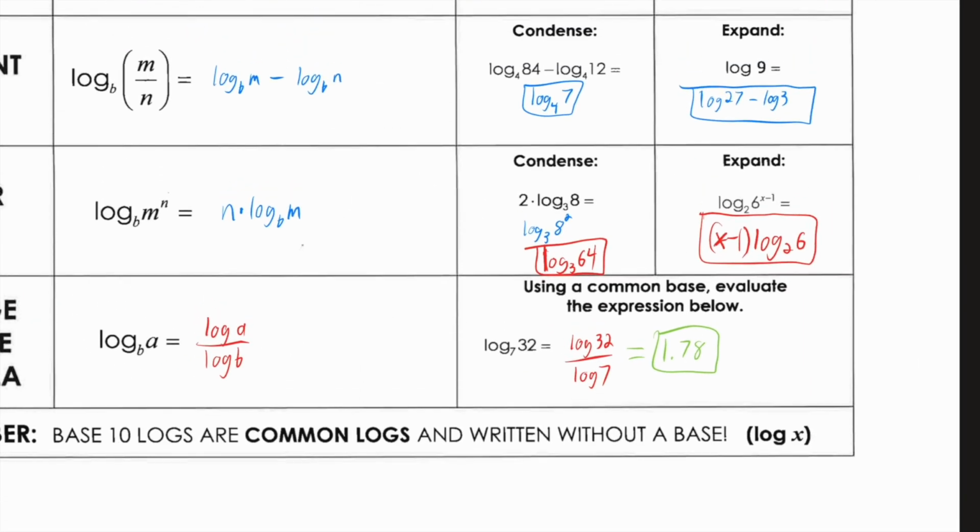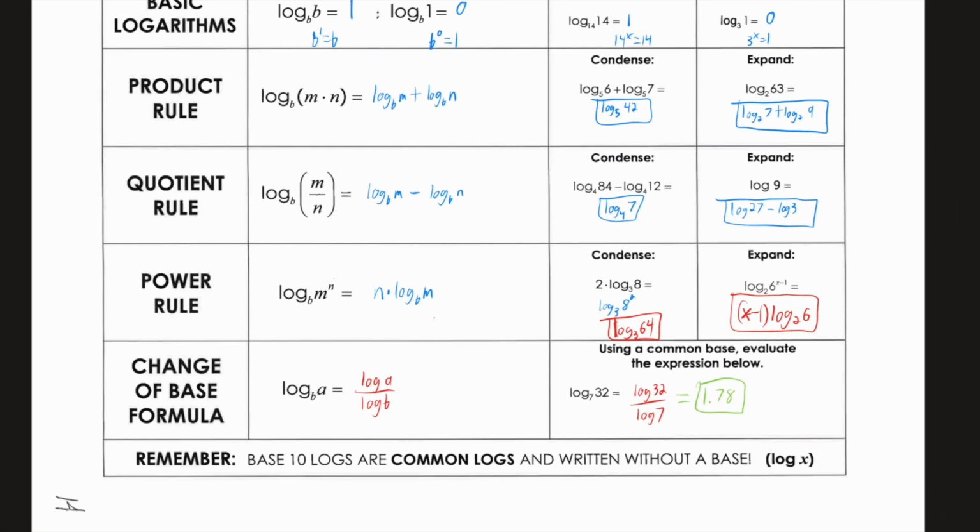And once again, a quick reminder at the bottom that base 10 logs are common logs and are written without the base, most often log of x. If you write it with the 10 there, it's not wrong, just uncommon.